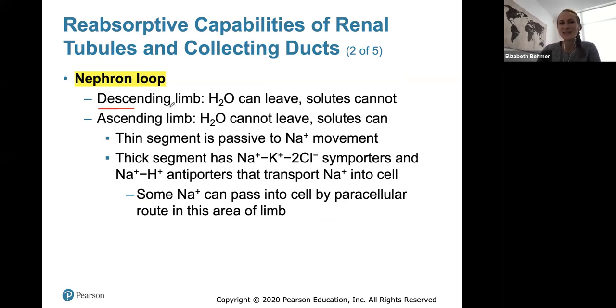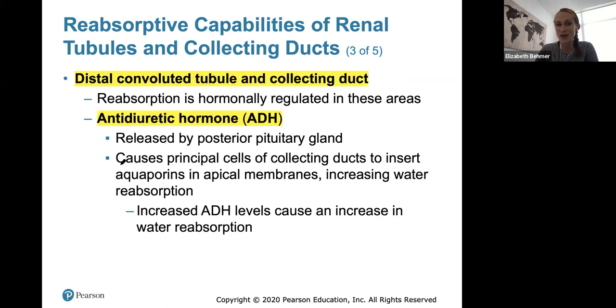You should know what happens in the nephron loop. In the descending limb, water can leave, but solutes cannot. And in the ascending limb, water cannot leave the nephron loop, but solutes can. The thin segment is passive to sodium movement. The thin segment has different symporters. So you should know basically what happens in the nephron loop as well.